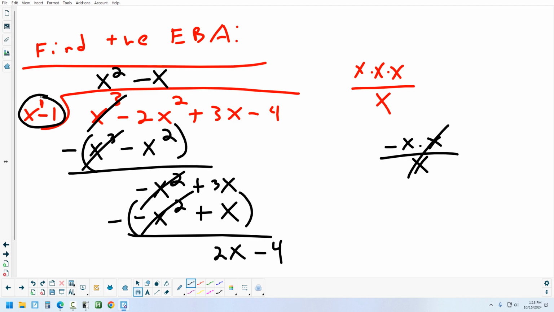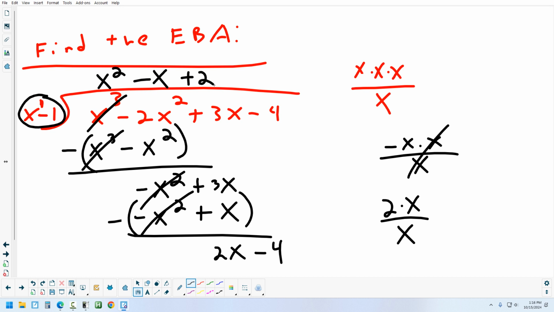Why? That's another thing to talk about. It would take me a little while. But as long as it's an x to the first, the remainder will always be a number. Okay, so now 2x, and you're going to divide that by 1x. And what do you get when you do that? 2.